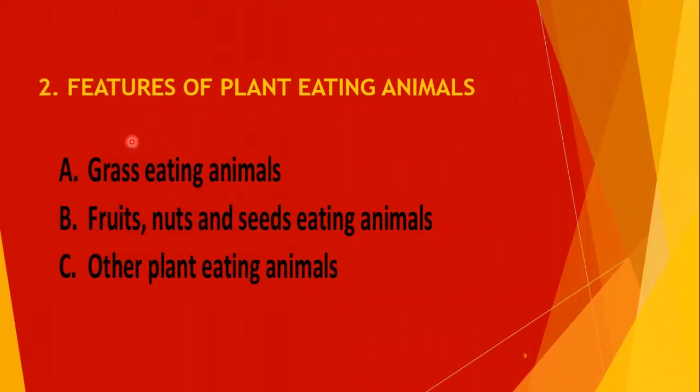The next topic is features of plant-eating animals. Children, under this we will learn about features of grass-eating animals, then fruits, nuts and seeds-eating animals, and the last, other plant-eating animals like elephant and giraffe.